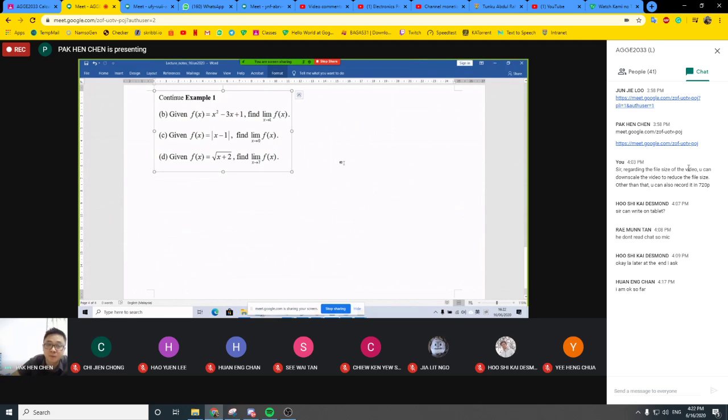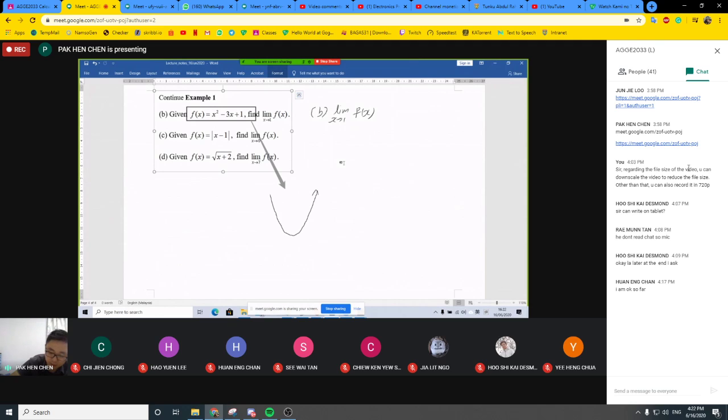Okay, so for question B here, if you want to find the limit for this function, f(x) is a kind of quadratic, isn't it? Yes or no? Remember this one, f(x) equals x squared. That is a quadratic function, isn't it?